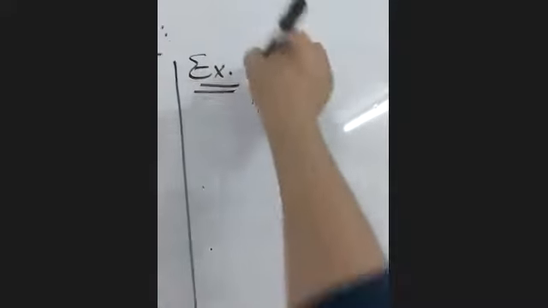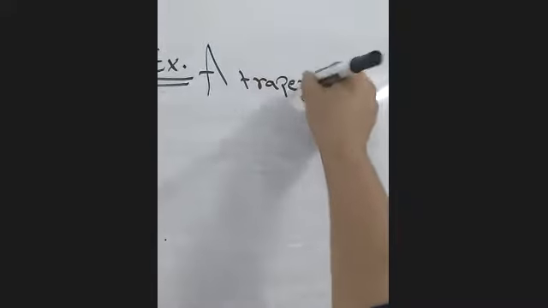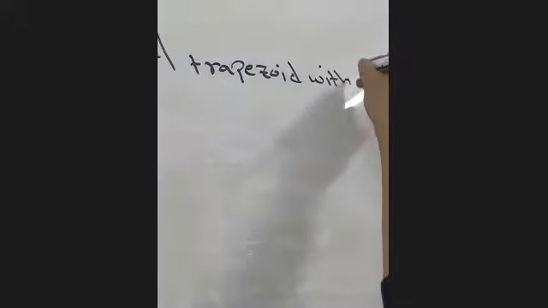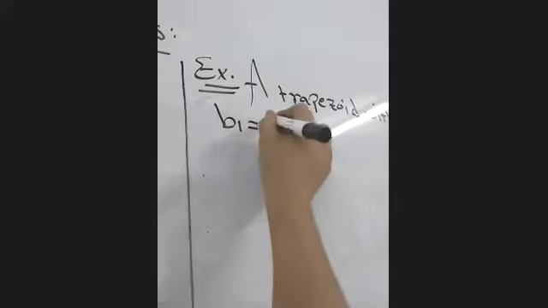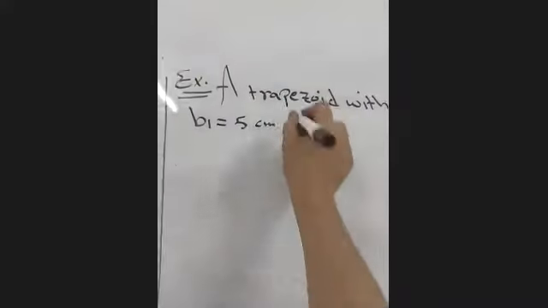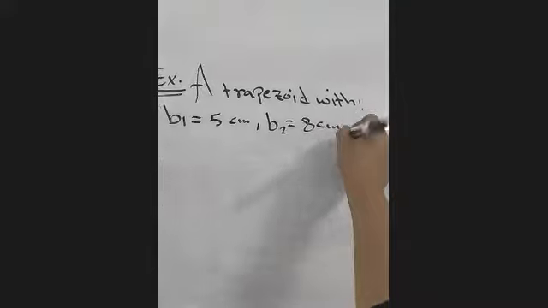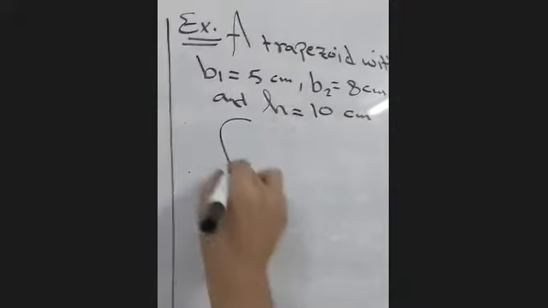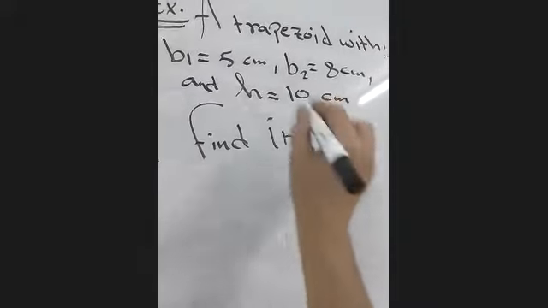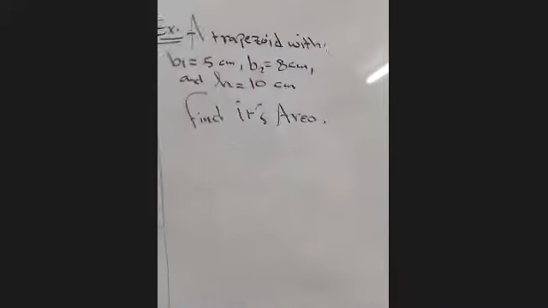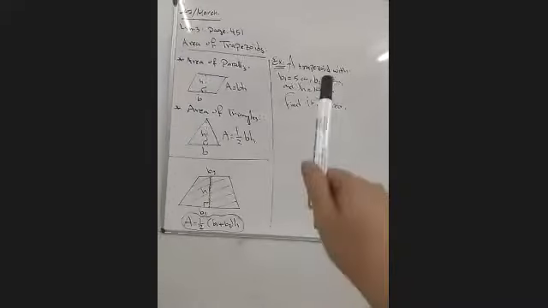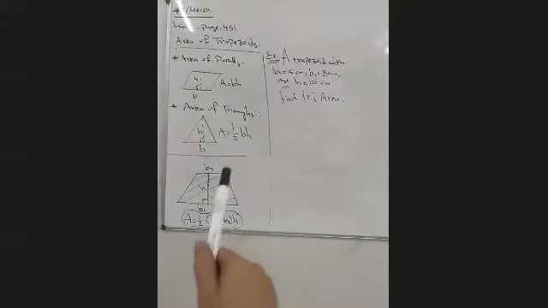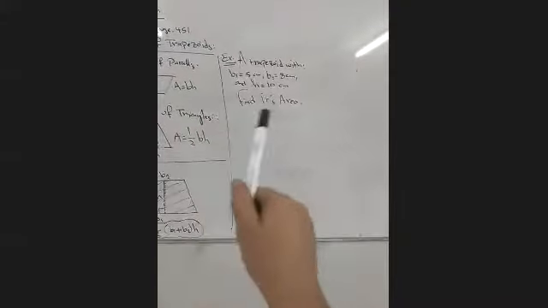Example. A trapezoid with base 1, 5 centimeters. Base 2, 8 centimeters. And the height, 10 centimeters. Find its area. A trapezoid with base 1, base 2, and height, find its area.